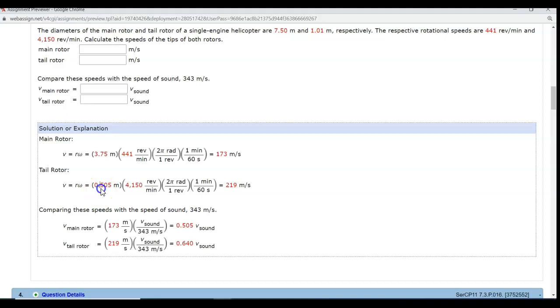All right, and then for the tail rotor, again, it's half of the diameter times its speed in revolutions per minute converted to radians per second using the conversion here. And what I tend to do is store a constant for this number, since you use it so many times. If you store this number as a constant, then you just pull it up and multiply it times whatever you need to multiply it by.